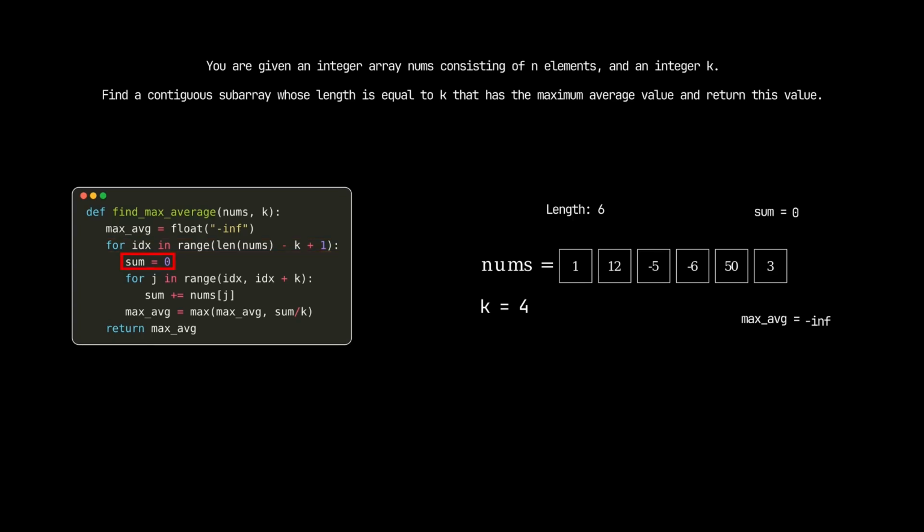We will set sum to 0, and then we'll go through a window from the current index till index plus k, which is why we took off k plus 1 from the array length. This way we'll be able to calculate all the average values in the array without going out of bound. After we finish adding all the elements in the window, we'll calculate and save the max average value. If max average is greater than sum divided by k, then we'll keep its value. Otherwise, we'll save the new average value and consider it the maximum value so far.